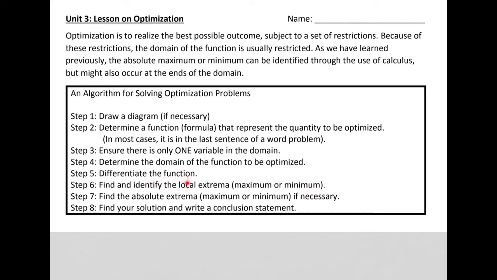After you differentiate it, you let your first derivative equal to 0 to find the critical points. And then you have to determine and identify the maximum and minimum of each critical point. And then you have to check with your endpoints to see the absolute maximum and minimum in order for you to have a conclusion.